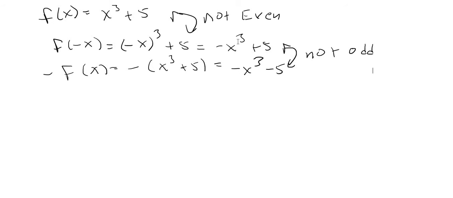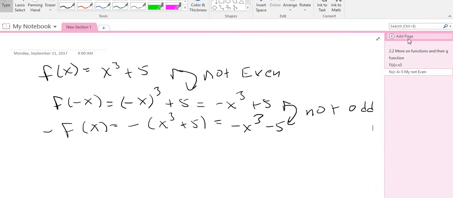But for now, I just want you to understand that the definitions of even and odd are the symmetry and why the symmetry happens. If f of negative x equals f of x, then I have an even function. That means it's symmetric about the y-axis. If f of negative x equals negative f of x, then that means that the graph is symmetric about the origin. That means that it is an odd function. Okay, so a function doesn't have to be even or odd.